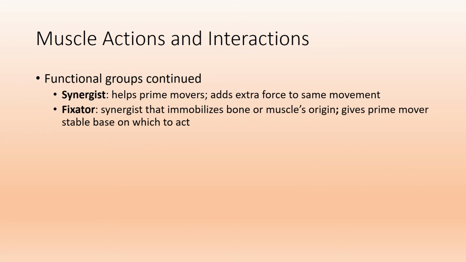2 more terms that we need to consider when looking at groups of muscles. The first is a synergist, and we will see this throughout the entirety of Chapter 10. There are many muscles that help with actions. While their main responsibility is not that action, they do contribute. We also have fixators throughout the body. These are muscles that are considered synergists, but they really help to stabilize or fixate a bone or that muscle's origin.